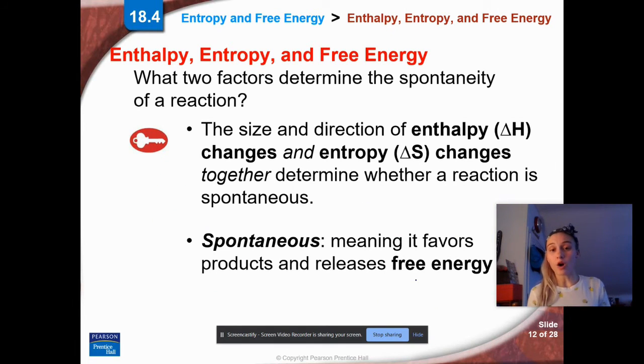And so these are kind of how enthalpy, the one we learned before, relates. So remember, enthalpy is delta H, entropy is delta S, and then we don't have a free energy variable yet. So enthalpy, entropy, and free energy are related, and they can determine how spontaneous a reaction is. And so the size and direction of enthalpy and entropy is kind of what determines if a reaction is spontaneous. And so remember, spontaneous reactions give off free energy, so they release free energy.